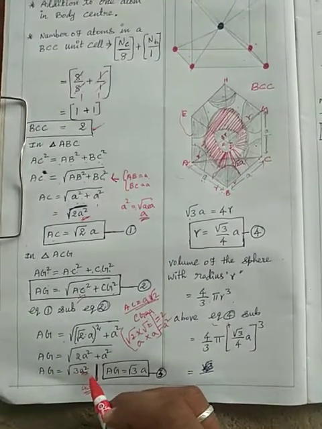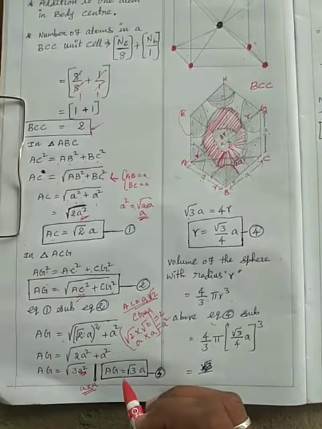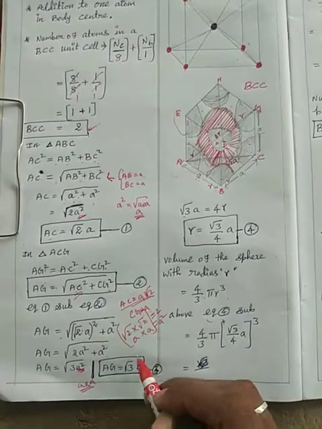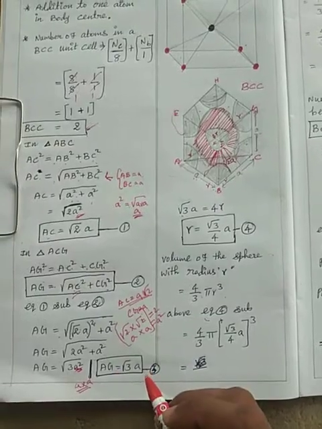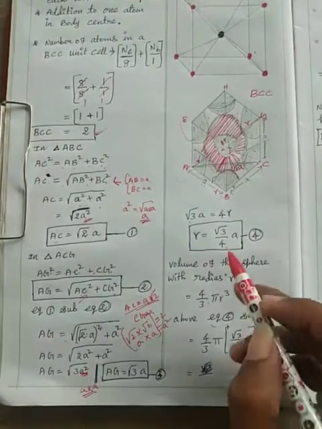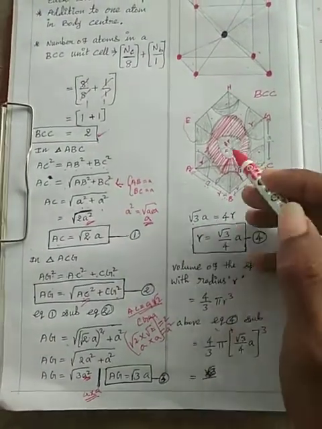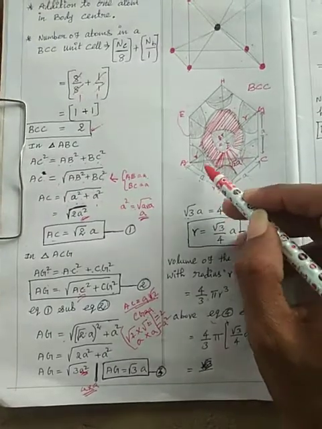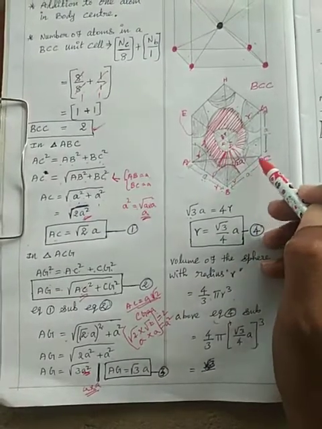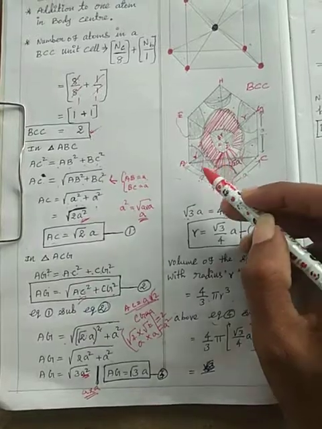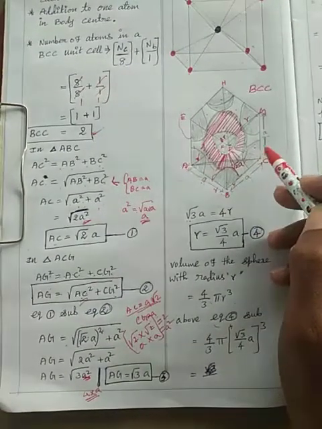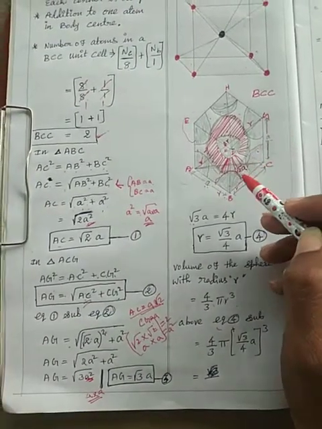So remove the square root from a squared. AG equals root 3 a, which is used for calculating the radius of the cube. Root 3 a is equal to 4r, the radius of the cubic unit cell in the triangle ACG.